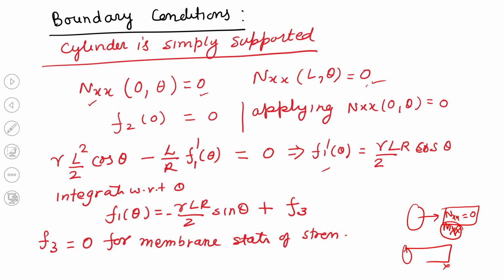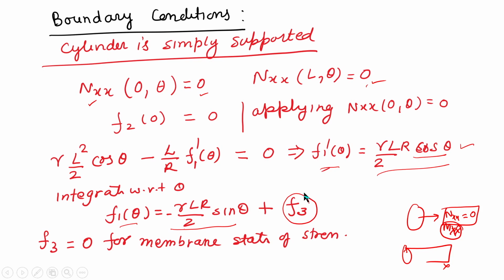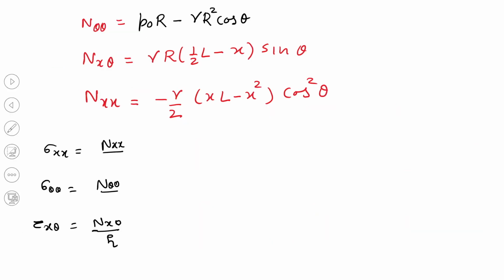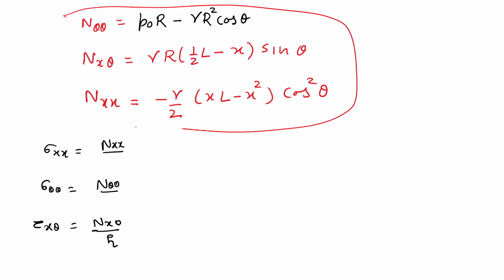And if we put x is equal to L, this is again 0, then f dash theta comes like this. If we integrate with respect to theta, only cos theta becomes minus sin theta. Some integrating constant comes up, but we say that it is not a membrane state of stress. So, this integrating constant is going to be 0. So, from here we can find out all the stress resultants in terms of pressure, radius and length. So, they are varying accordingly.